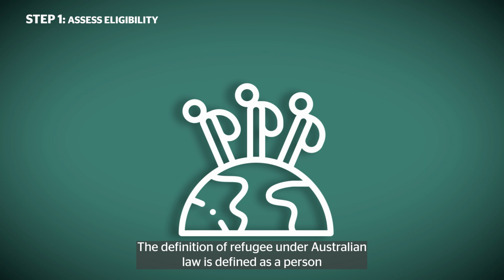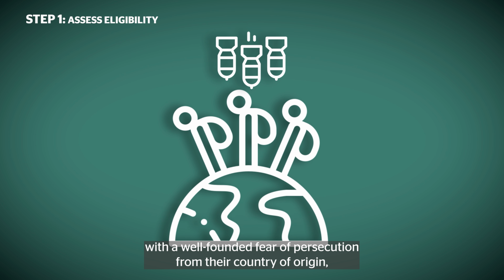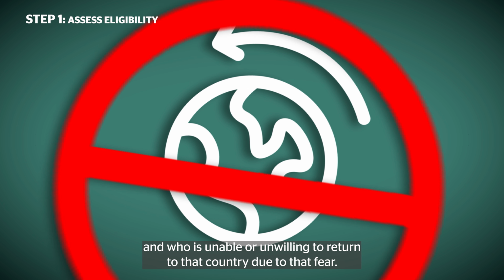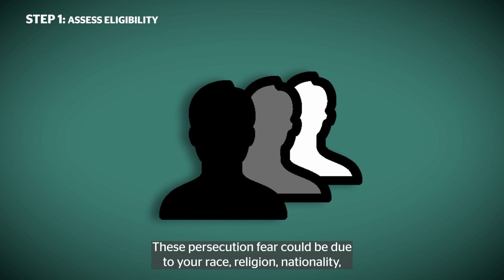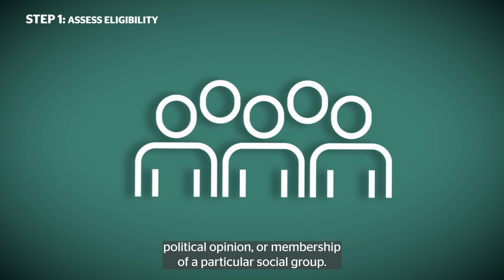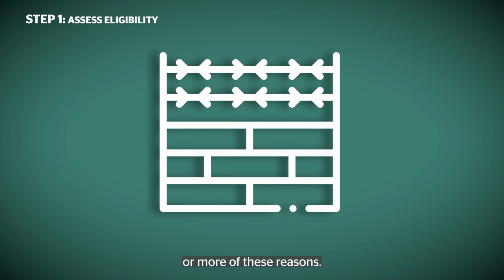The definition of refugee under Australian law is a person with a well-founded fear of persecution from their country of origin and who is unable or unwilling to return to that country due to that fear. This persecution fear could be due to your race, religion, nationality, political opinion, or membership of a particular social group. And there's a real chance that you'll be persecuted for one or more of these reasons.